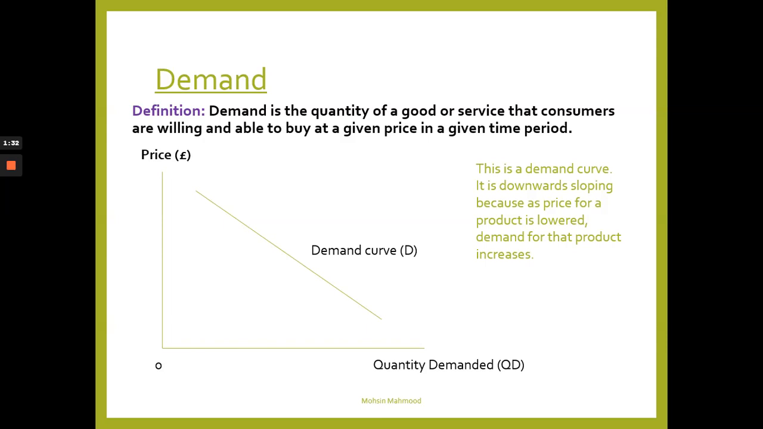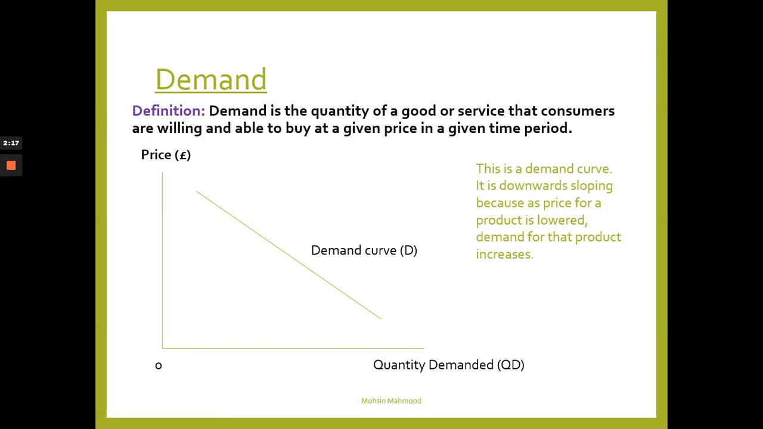Now, I've got here a demand curve. So this is a demand curve. It is downward sloping because as price for a product is lowered, demand for that product increases. And you can see on the y-axis we have price in pounds or pence, or whatever currency you're looking at, and on the x-axis we've got the quantity demanded of the good or service. So this is the actual demand curve, and it's downward sloping because, again, as price comes down, quantity demanded increases.